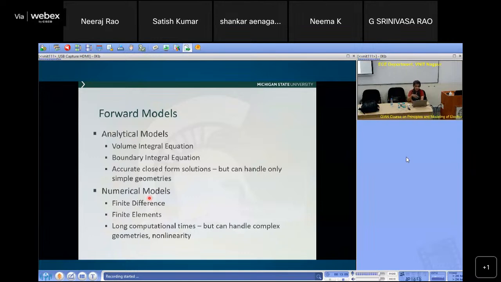But you don't have to worry about the complex geometry. You don't have to worry about nonlinearity. Whereas again, the Green's function is inherently a linear method, and if you have a nonlinear material, you can't model it using analytical models. So those are some of the advantages and disadvantages of this. So numerical models are very versatile, and you can do all kinds of modeling. And I'll show some examples also in the last day.